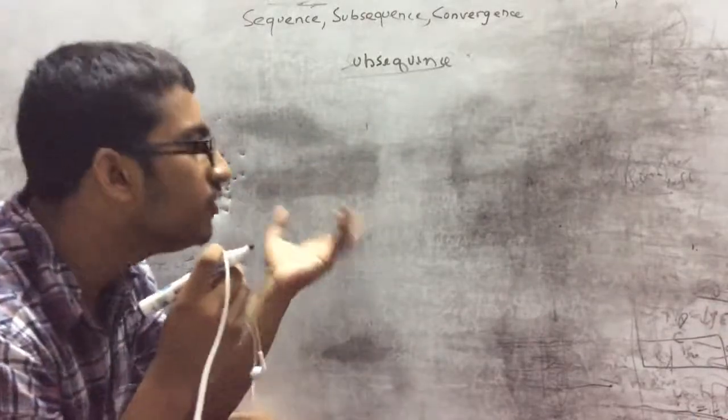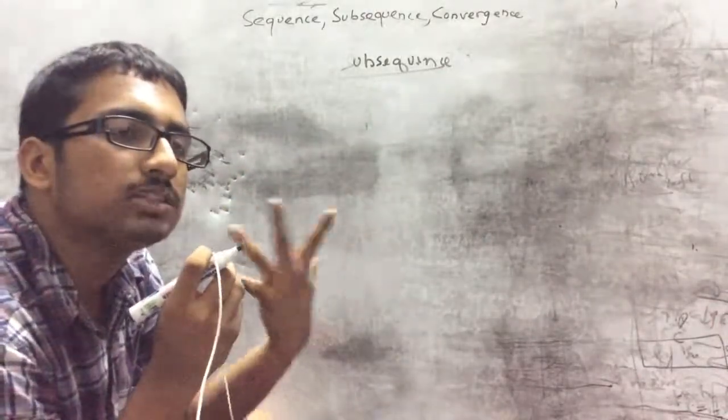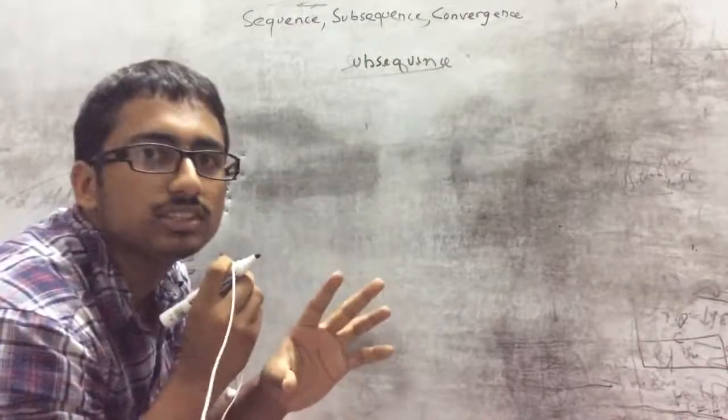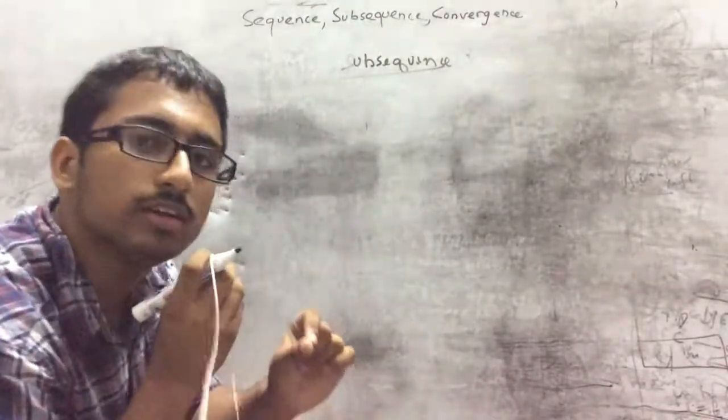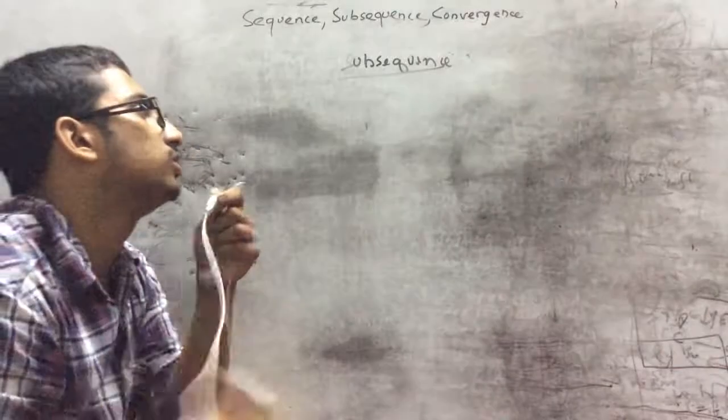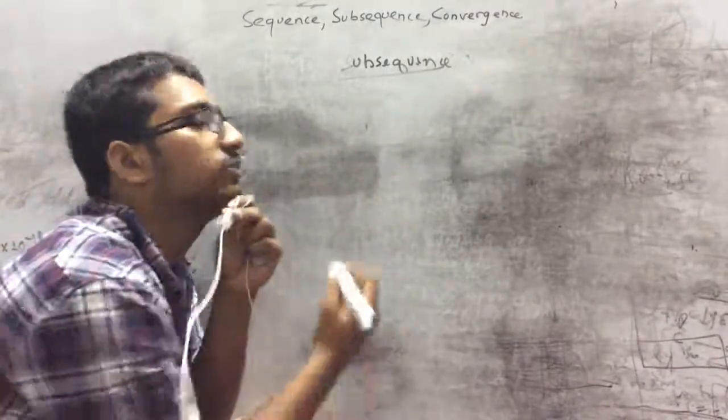For example, we will show now that if a sequence converges, then a subsequence will also converge to the same limit, but the opposite is not true. So let us first define what a subsequence is.